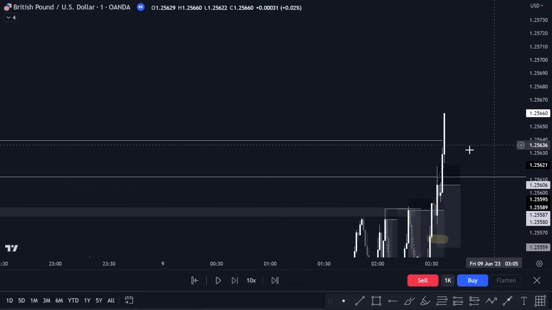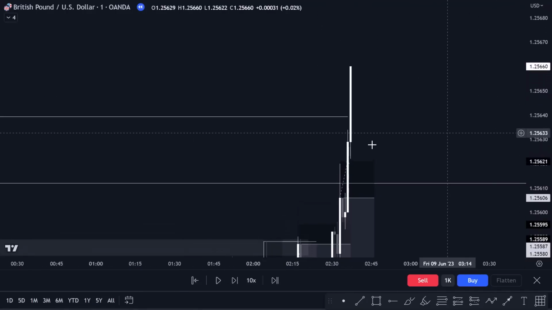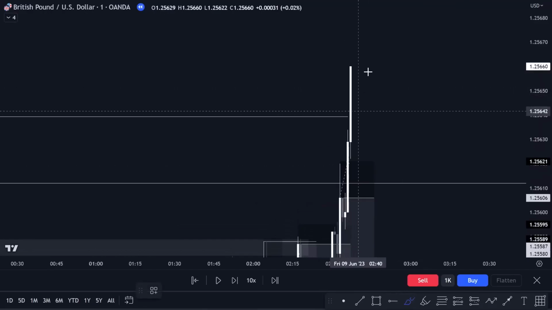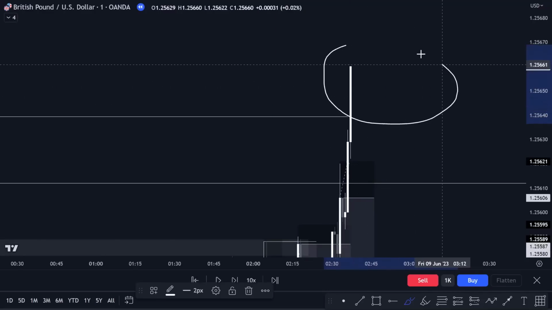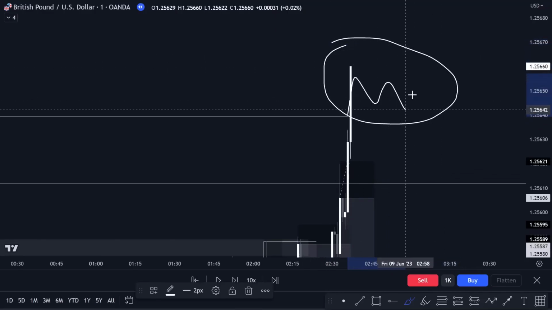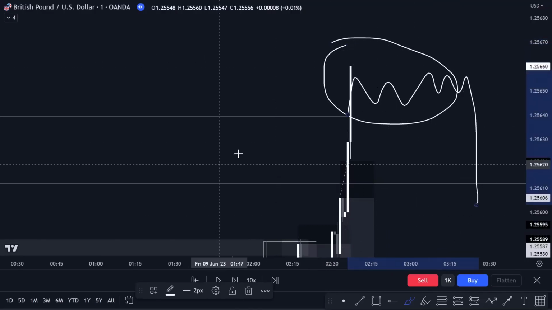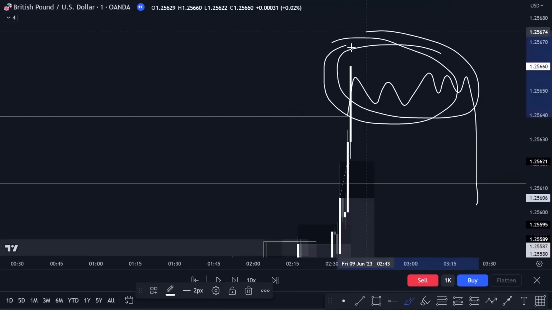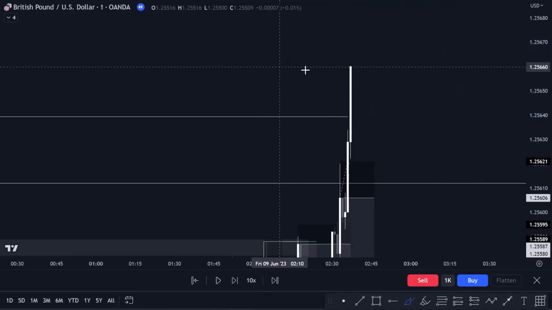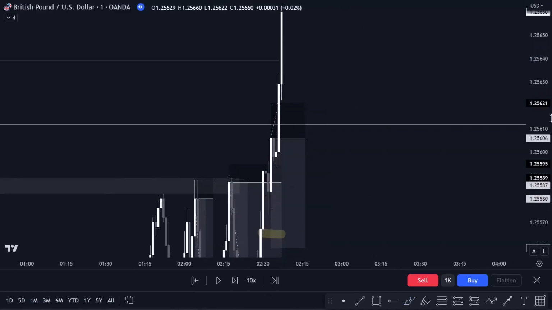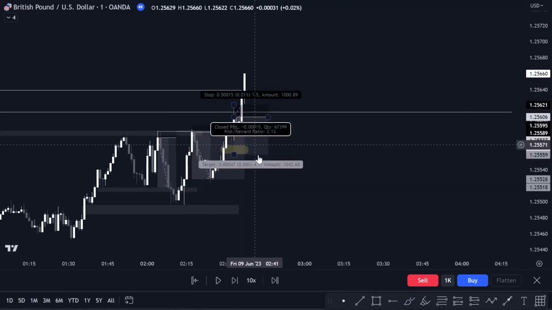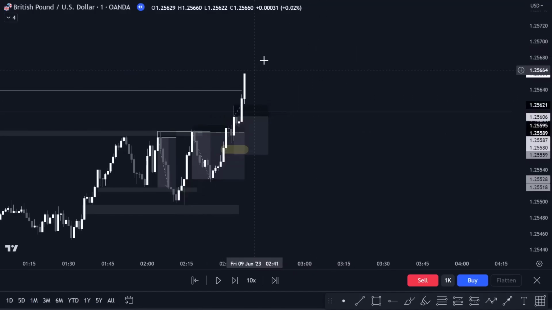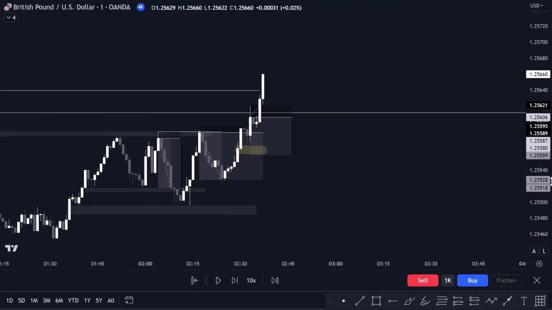But this is a very big displacement above this level, so I don't think I'll enter unless I see a retracement here and then coming down. This would be a sweep on the 5 minutes or the 15 minutes, right? So let's see, if price keeps going up, then I'll look for a retracement to here to go long, but if price comes down, then I'll go short.